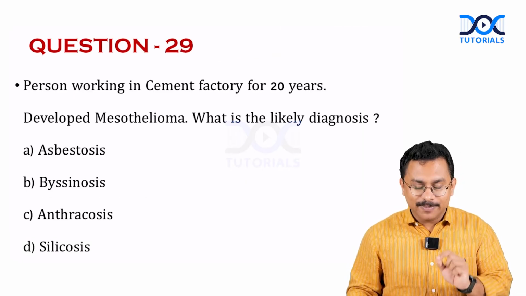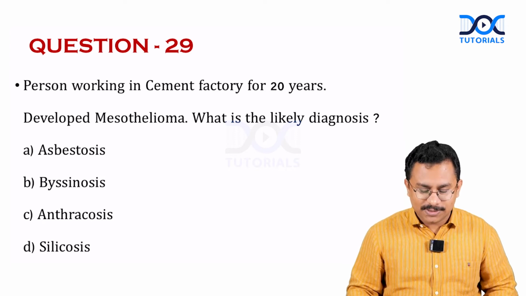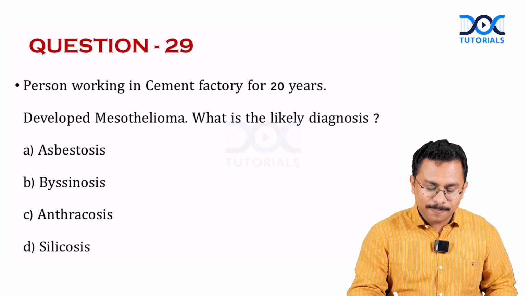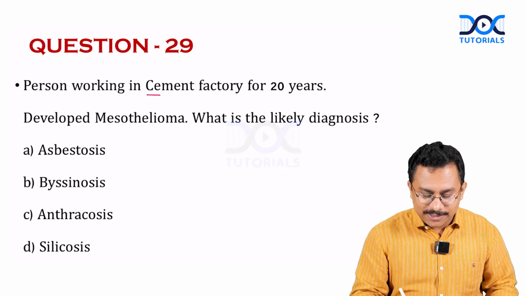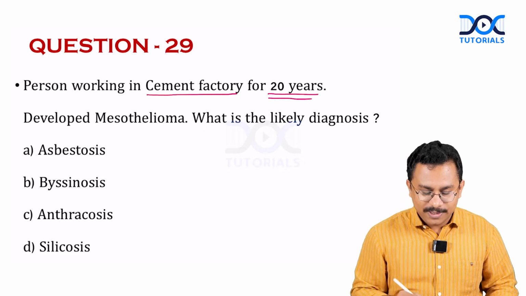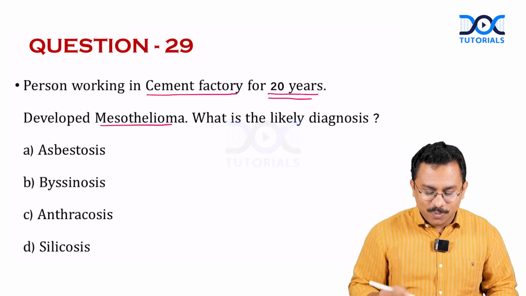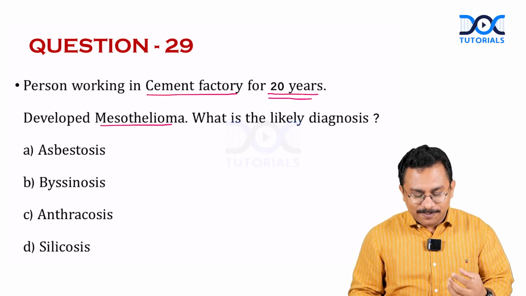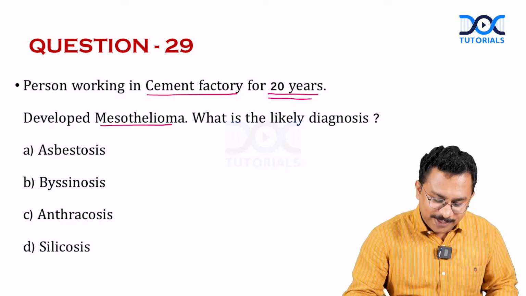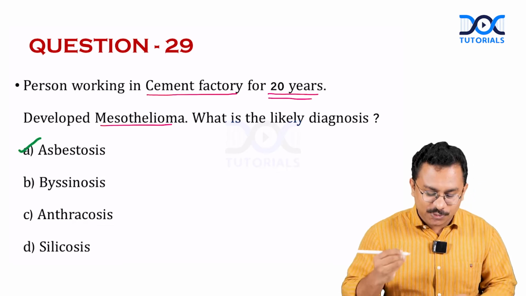A person working in a cement factory for 20 years developed mesothelioma. What is the likely diagnosis? So there is an occupational history given, and it's a long-term exposure. The patient has developed mesothelioma. Is it asbestosis, byssinosis, anthracosis, silicosis? It's a straightforward question. The answer is asbestosis.